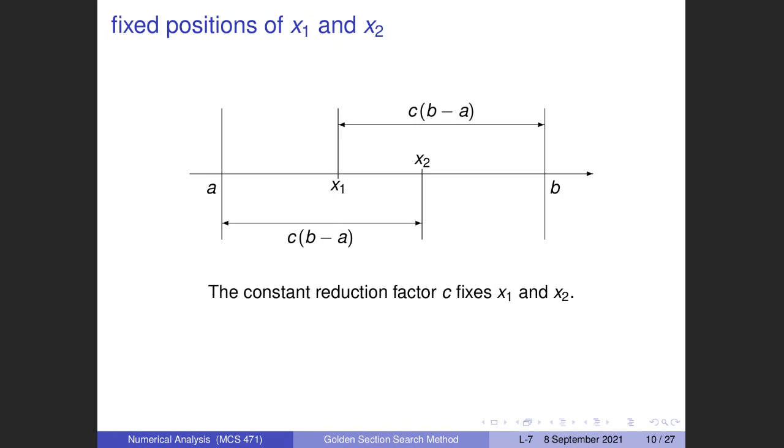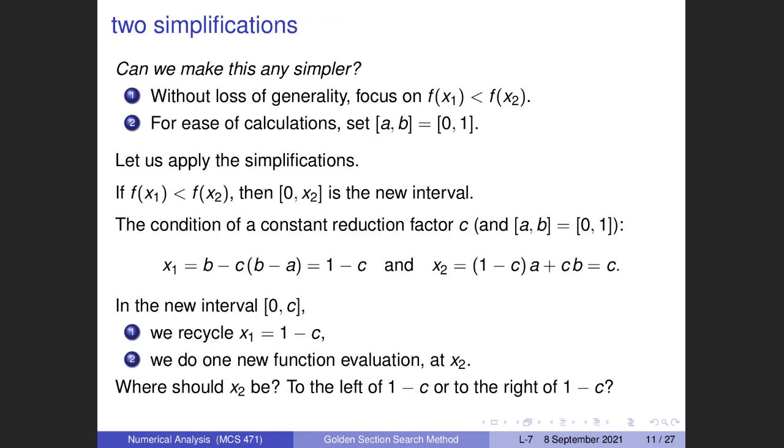So the reduction factor was one simplification. Let's make it even simpler. If we know how to do one case, the case where the left interval remains, then the other case is similar. So let's focus on that case first. And also, if we know how to do this on the interval [0, 1], we know how to do it on any interval. The reduction to [0, 1] will actually simplify the calculation of the reduction factor.